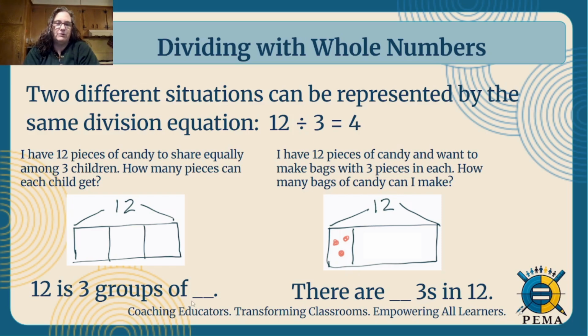So in the first problem, how many pieces can each child get? We're asking, 12 is 3 groups of what number? And in the second problem, when we're asking how many bags of candy can I make, we're deciding there are blank number of 3's in 12. So how many groups of 3 are in the total 12? So let's think about what this looks like when we're dividing a fraction and a whole number.